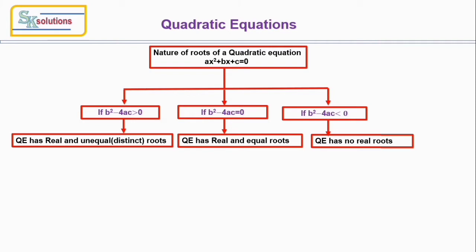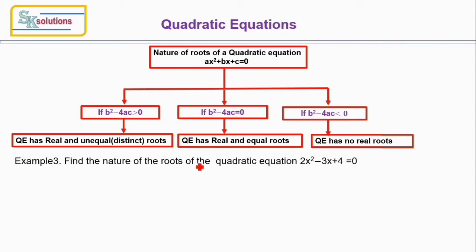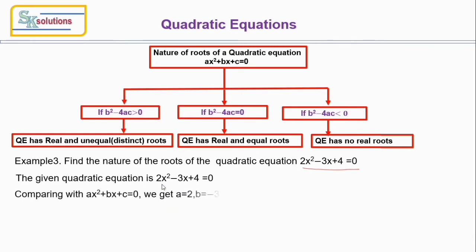Taking up the third example, find the nature of the roots of the quadratic equation 2x² − 3x + 4 = 0. The given equation is 2x² − 3x + 4 = 0. On comparing with ax² + bx + c = 0, we have the value of a as 2, the value of b is −3, and the value of c is 4.